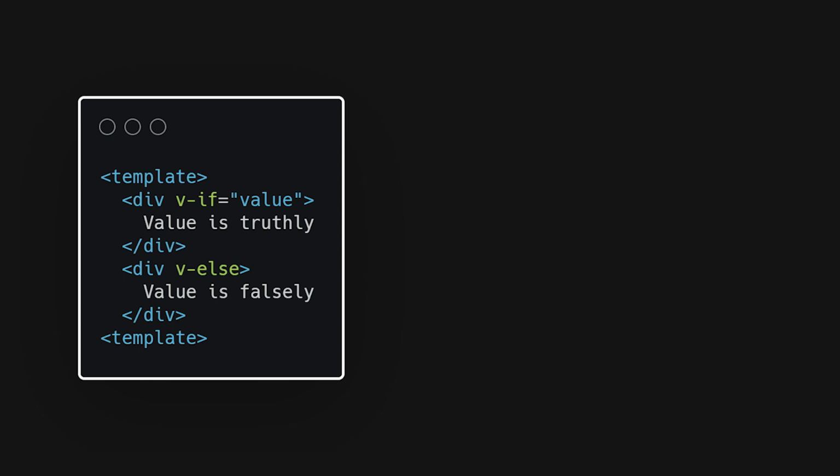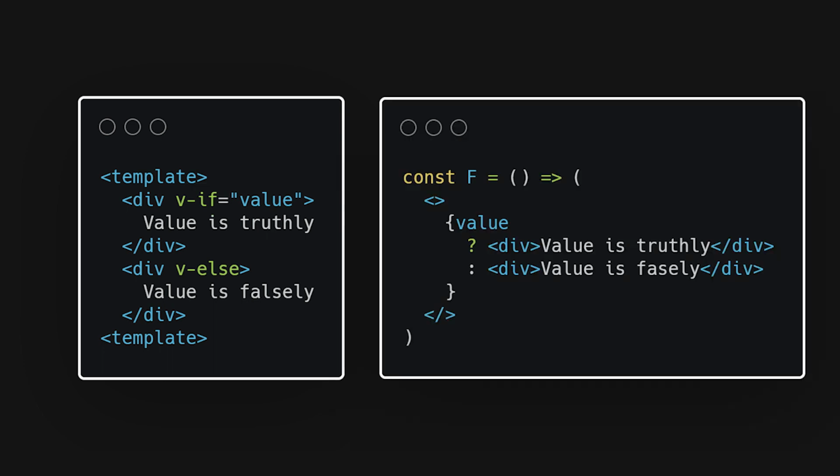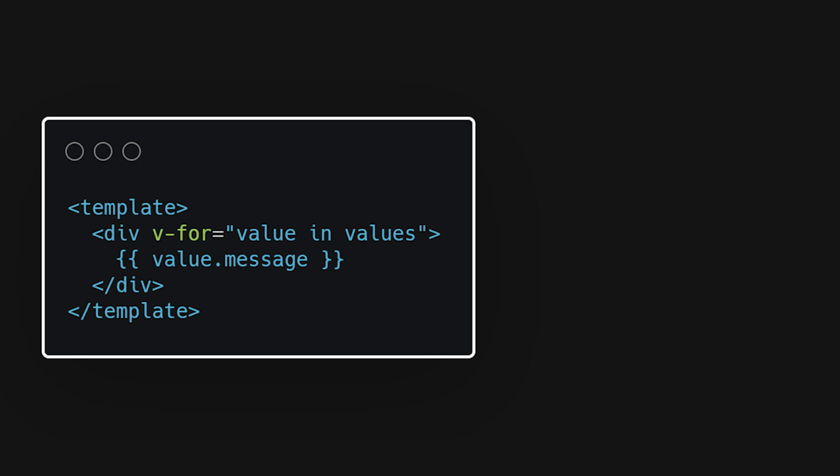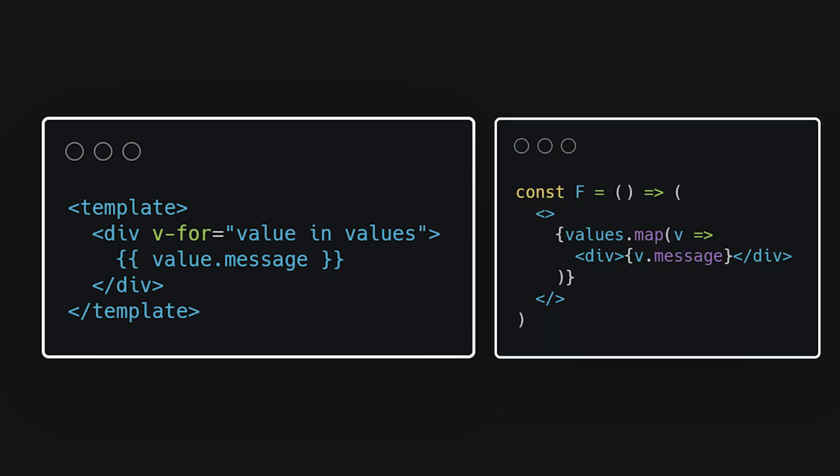JSX also doesn't have directives, but we don't really need them in JSX since we can write JavaScript inline. For an if condition, we can simply write a ternary statement in React, while in Vue, we do this with a v-if and v-else. If we wanted to generate elements for each value in an array, in Vue we would use a v-for, while in React we could do this with a map operation. You'll notice both of these methods still require we pass a key property to our children components to identify them.